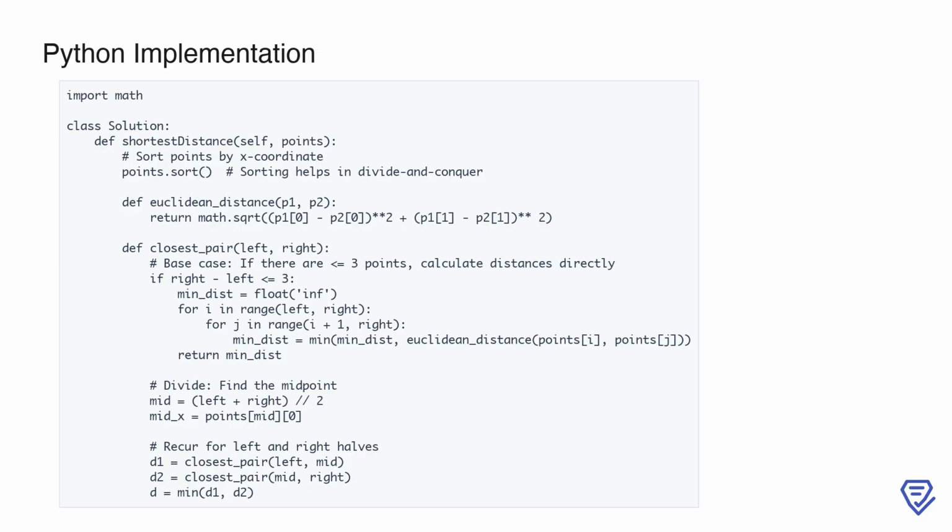The midpoint is calculated, and we determine the x-coordinate of the middle point. Then, we recursively compute the shortest distances in the left and right halves and store these as d1 and d2. By taking the minimum of these two values, we get the closest pair distance within each half.